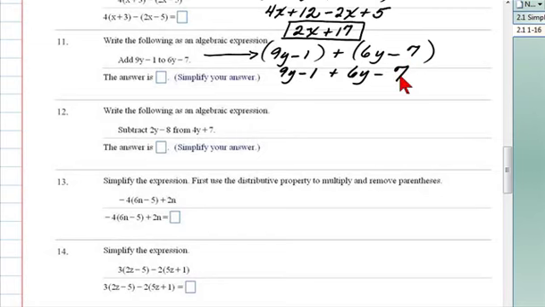Can you combine like terms? Yes. 9y plus 6y gives me 15y. And what's negative 1 minus 7? Negative 1, negative 7. Negative 8. Because under the addition rules, if the signs are alike, you add them and keep the sign.